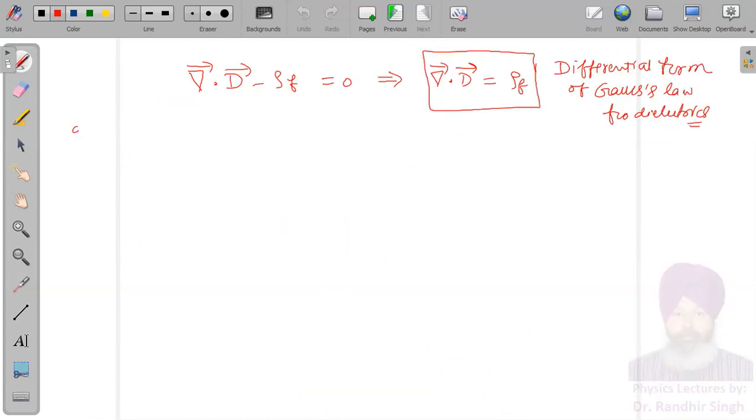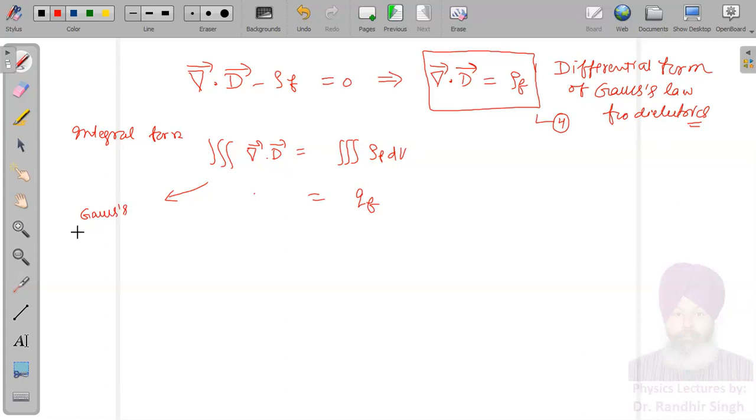Now let us write its integral form. It is very simple. Let me call this equation number 4. Just take volume integration on both sides. Triple integration of del dot D will be equal to triple integration of rho f dv. You know this quantity is going to become qf, and this quantity, apply Gauss divergence theorem in the backward order.